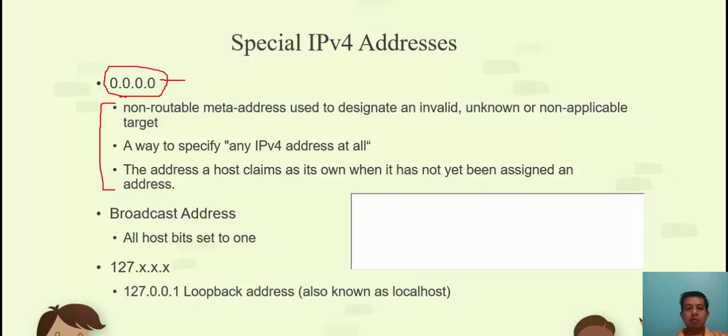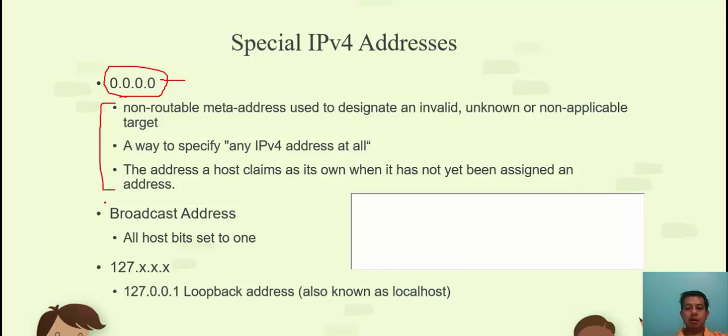Whenever you want to have an IP address when you're connected to the network, at the beginning when you don't have any IP address, this particular IP address 0.0.0.0 is used. The other special IP address is the broadcast address. This we have already seen, where all the host bits are set to 1, it becomes a broadcast address.